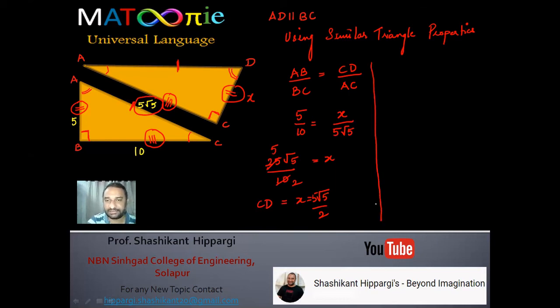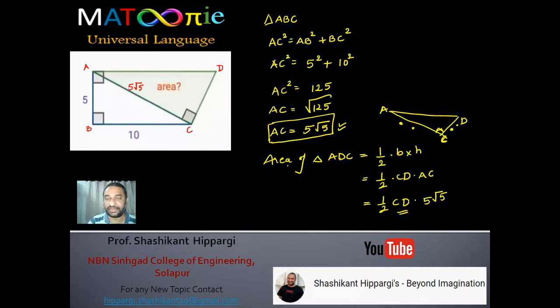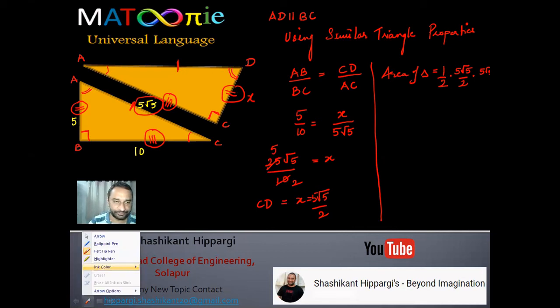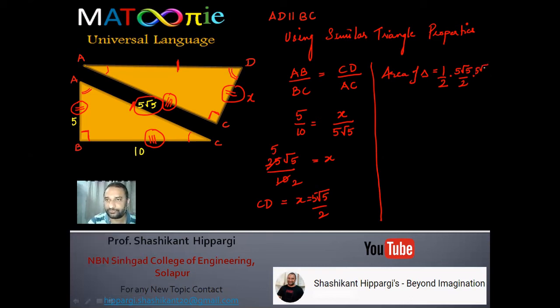Now, if you look at the formula for the area of a triangle, it is half of CD into 5 root 5. Therefore, the area of the triangle is equal to 1 by 2 into CD. What is CD? It is 5 root 5 divided by 2, multiplied by 5 root 5, which is already there. Fine, let's write it properly. This is 5 root 5.